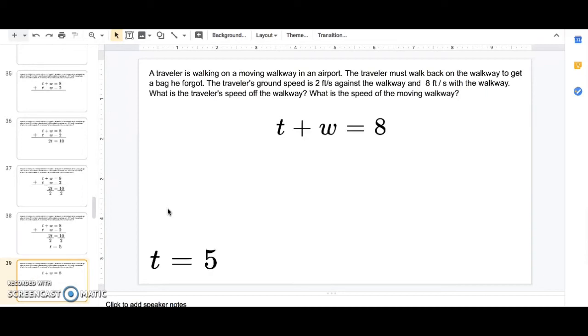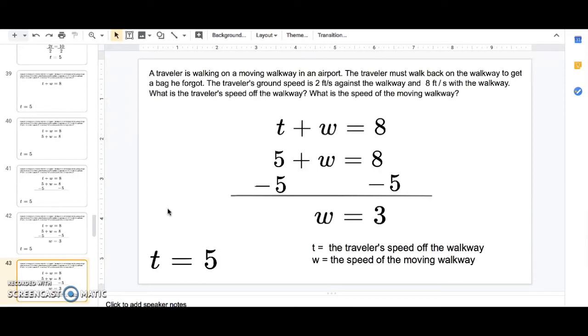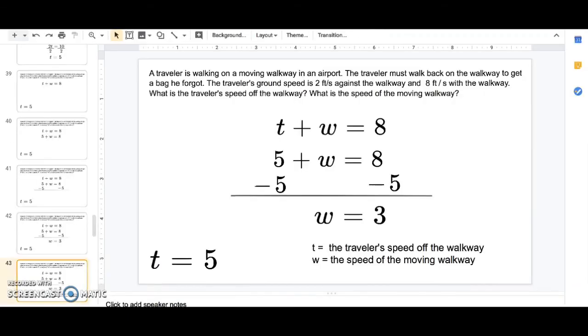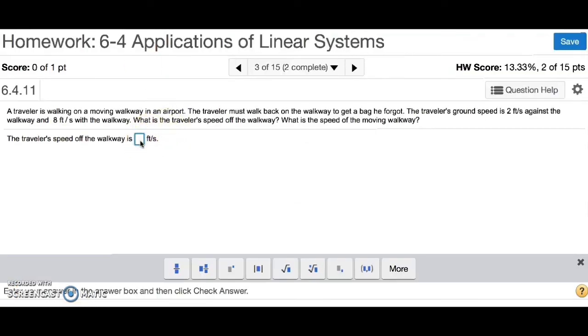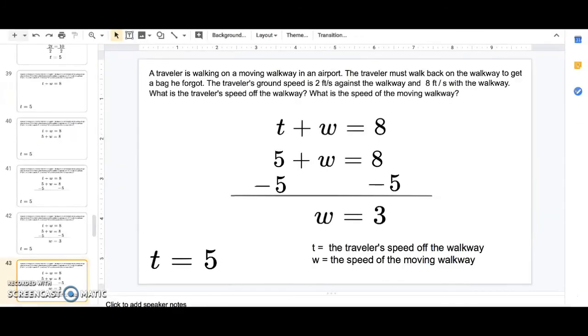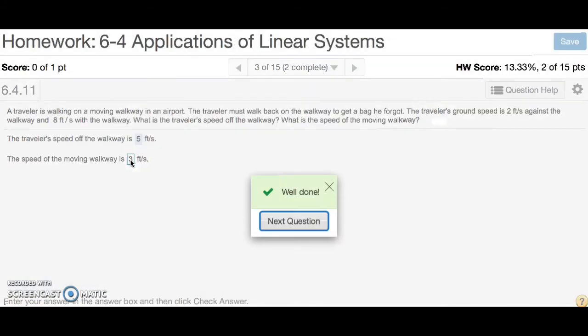Now I can find out what w equals, replace t with 5, subtract both sides by 5, and w equals 3. Now remember, t is the traveler's speed off the walkway, and w is the speed of the moving walkway. It first wants the speed off the walkway. That would be t, so we need t being 5. Now the speed of the walkway itself would be 3 feet per second. So this is why you need to remember which is which, because we don't want to get them backwards. And that's number 3.